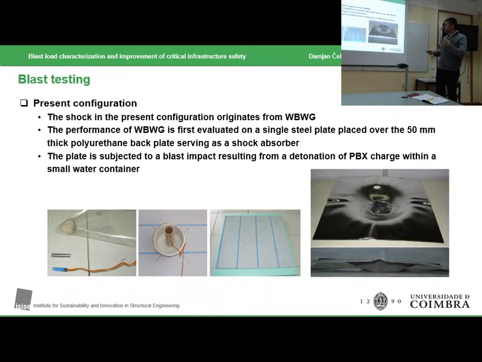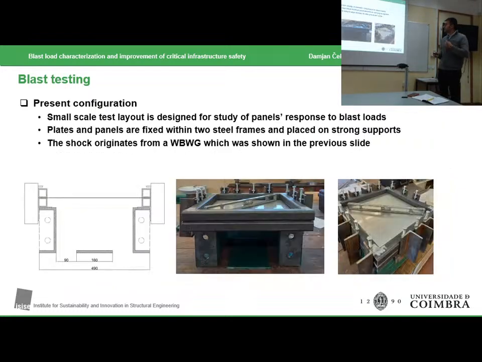Here, the plate is subject to a blast impact, resulting from a PBX charge, which was placed within this small container. There was no instrumentation, so only the size of the crater was measured afterwards. And I used the size of this crater later to help define my own instrument for the experimental test. You will see it in the following pictures.